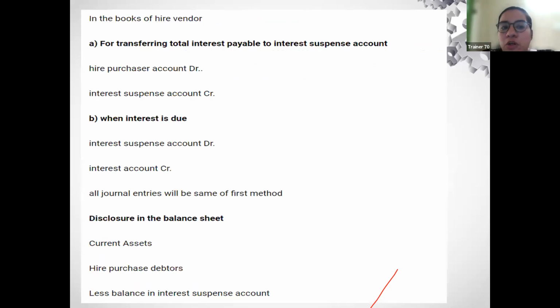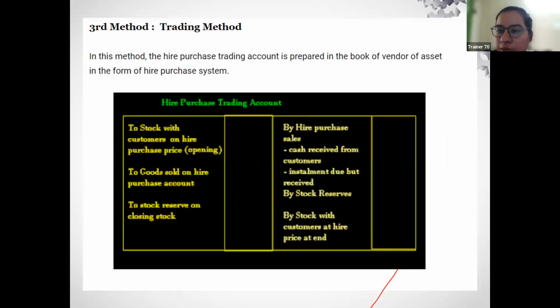What about in the books of the hire vendor? There also, two additional journal entries. First is for opening of the suspense account, transferring to the suspense account. Next is when interest will be due. So two additional journal entries in the books of the vendor, and two additional journal entries in the books of the buyer.